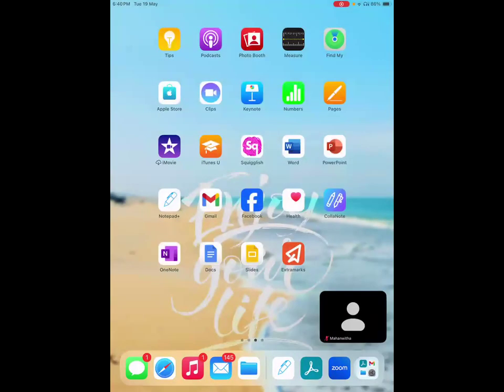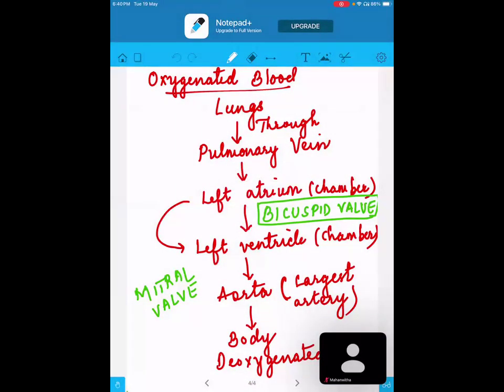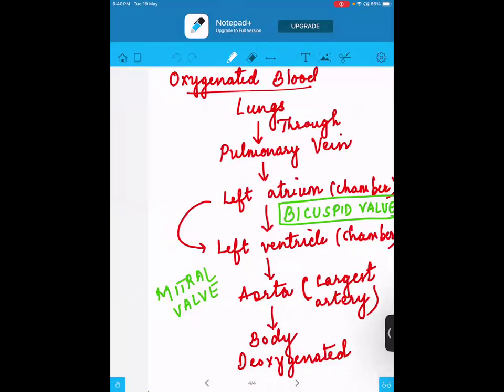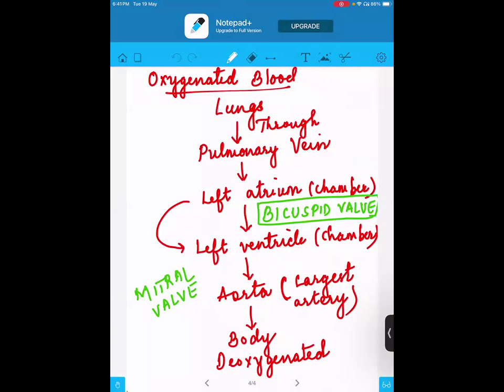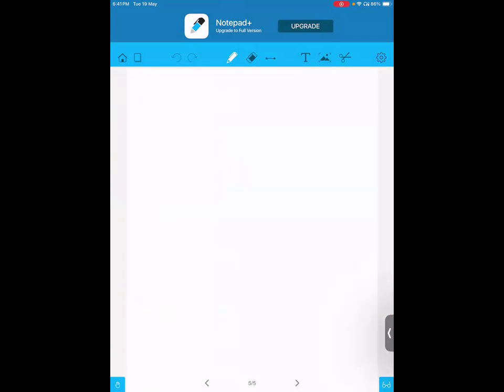Okay, now moving to the next one. Before moving to the next one, see, two parts we have discussed. One is for the deoxygenated blood, how it moves actually, and the other is for the oxygenated, how it moves. So, what is happening in this way? The blood is actually entering twice in our body and leaving the heart twice. That is the reason this whole process is called as double circulation.